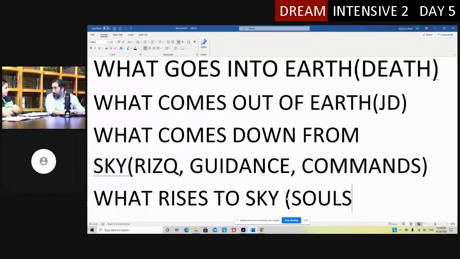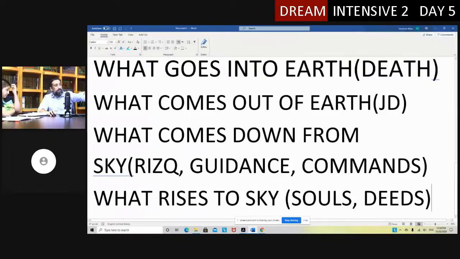When people die, their souls travel, and our deeds every single day are taken up to the sky, right? So we've got four things. Death, we go into the earth. Judgment Day, we come out of the earth. What comes down from the sky is provision and Allah's commands. And what rises to the sky are souls and deeds.